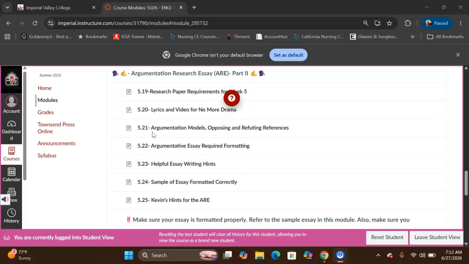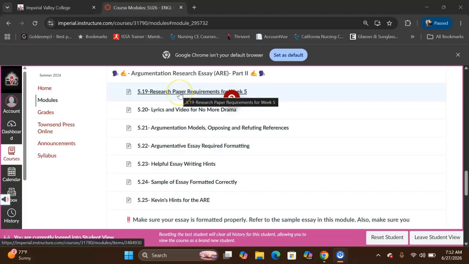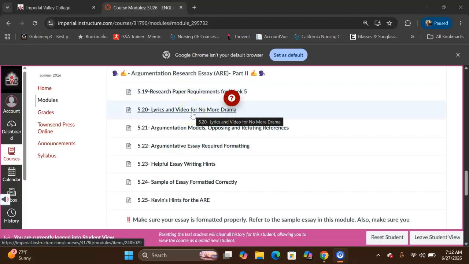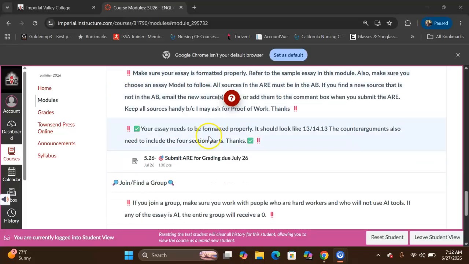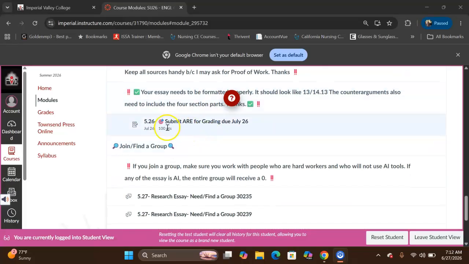And then the argumentation, the requirements are here. Again, I'm going to make a separate video for that. The No More Drama video is here with the lyrics. And then here are the argumentation models. Again, I'm going to make another video that talks about that. And your essay will be submitted here by July 26th.